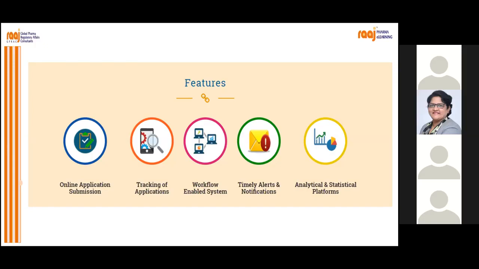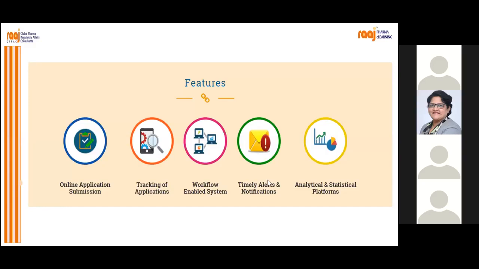The next is the workflow enabled system. Now there are different steps to completing the application. So they've made a very foolproof system that if you don't complete step 1, you cannot go to step 2 of the application. That's why there's a workflow. Once you complete step 1, then you can go to step 2, and then only you can go to step 3. You cannot directly skip to step 3. So there is always a workflow which you have to follow.